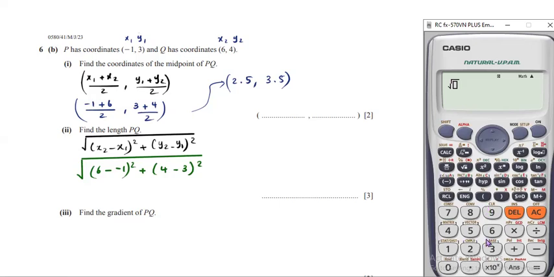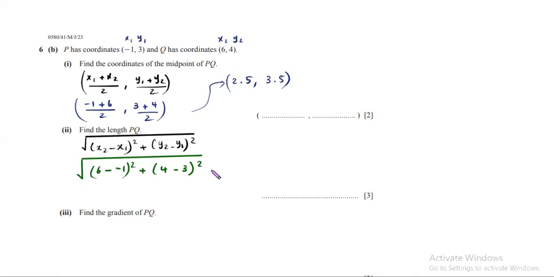So I have 6 minus -1, which is the same as 6 plus 1, with the square. And then plus, within the brackets, 4 minus 3 with the square. And then I have put the square root as well. So this gives me the answer 7.07 correct to 2 decimal places, which means the length of the line PQ is equal to 7.07. The next question is to calculate the gradient of PQ.